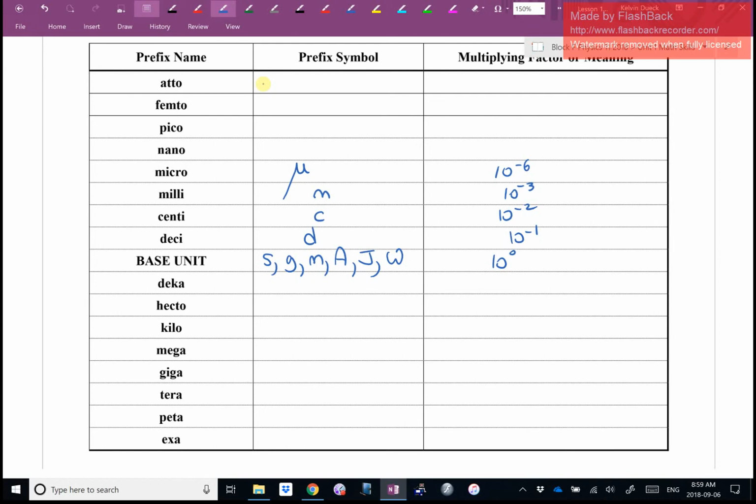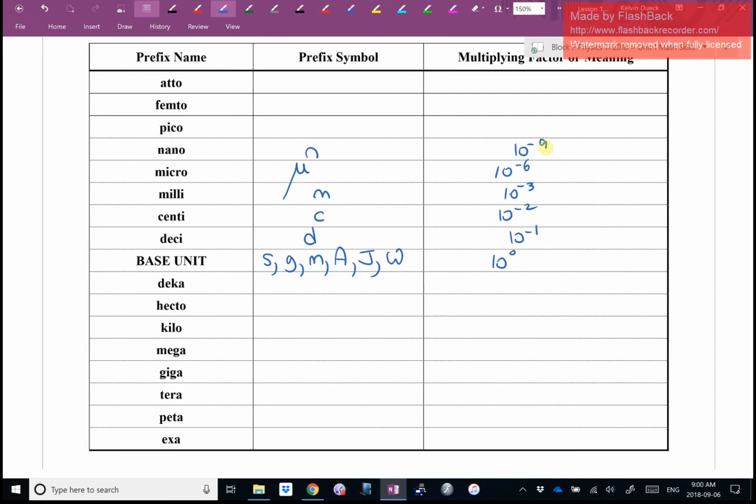Nanotechnology is currently the rage. Nano, lowercase n, yes? And that's 10 to the negative 9. I used to stop there when I first started teaching physics, because that was as small as we had gotten about 15 years ago. I've slowly had to broaden this chart in both directions.